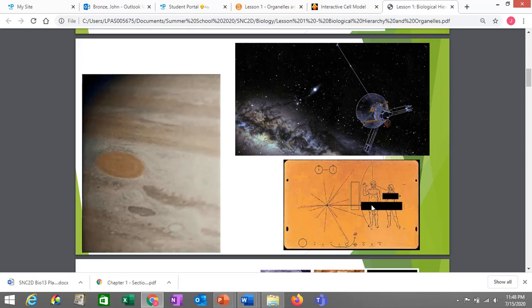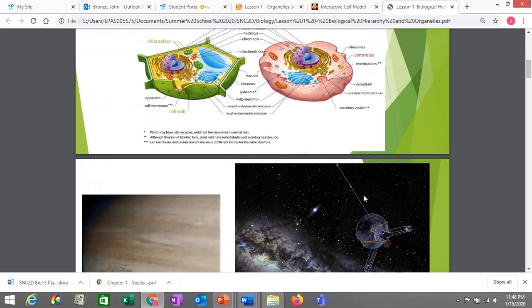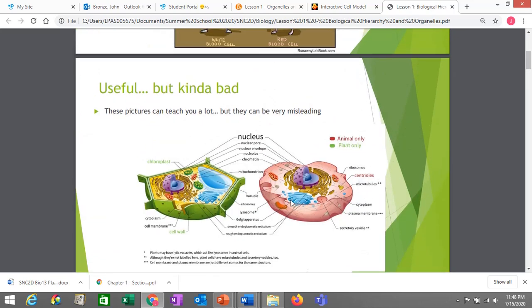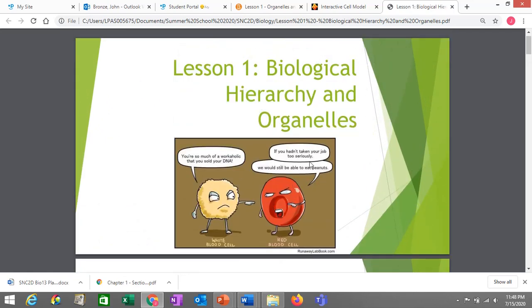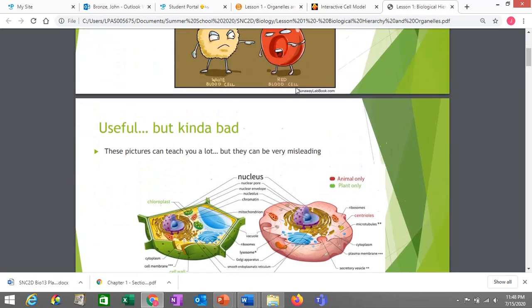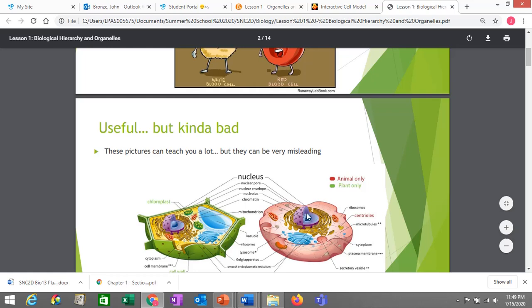So the point of this is, what I'm trying to say is, that's kind of true for these cells as well. There really aren't that many cells that look like either of these two cells. So don't think that animal cells look like this, because most of them don't. And some of them don't even have all of these parts, right? That's the joke about the first slide here. This red blood cell here, right? You're so much of a workaholic that you sold your DNA. Red blood cells don't have a nucleus because they leave the extra space to carry oxygen. So yeah, this cell doesn't even have one of these nuclei. So most cells don't look like this.